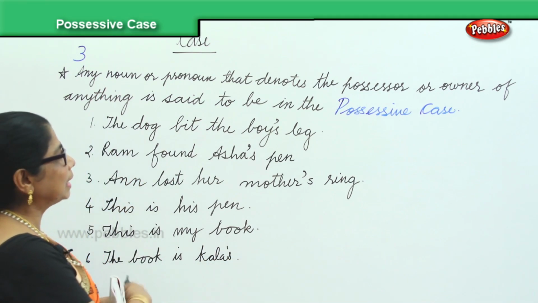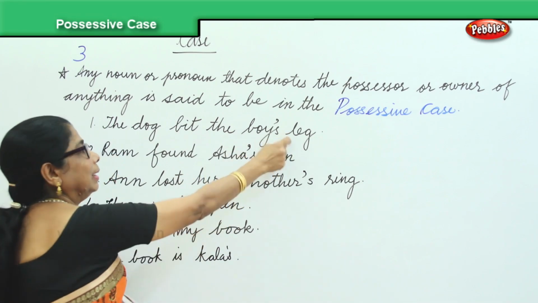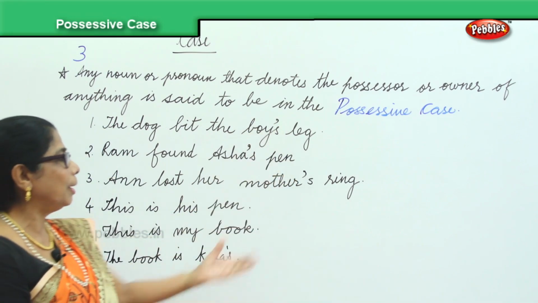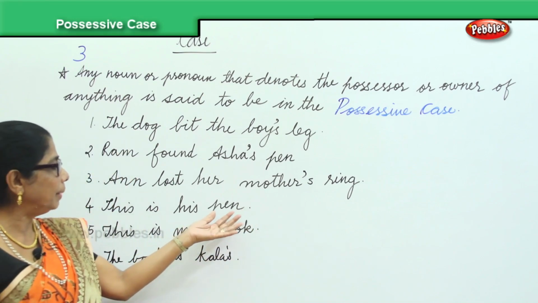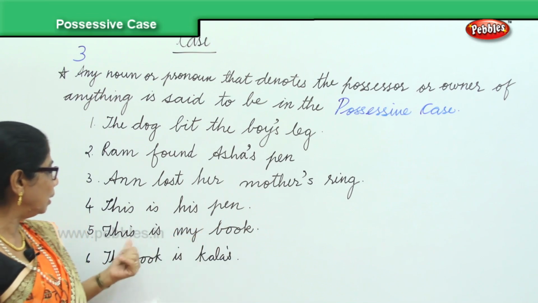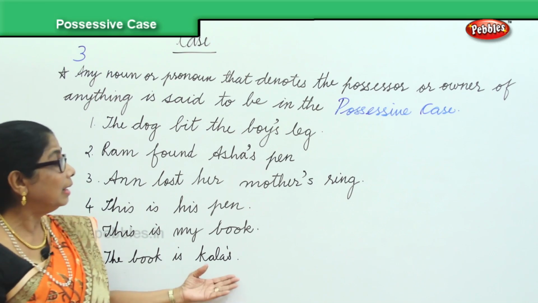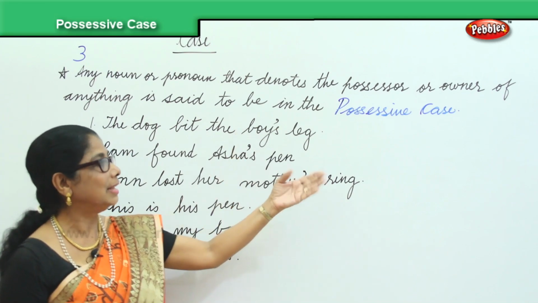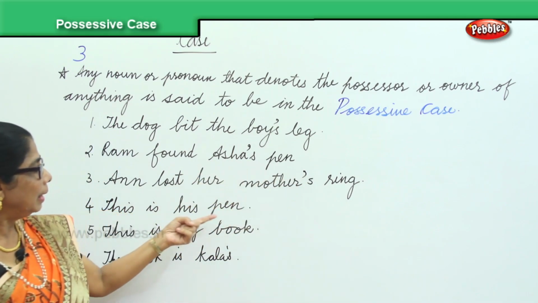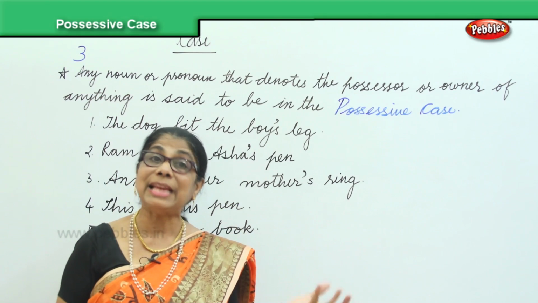Now, in all these cases, who is owning, whose leg, who is the owner of the leg? The boy. Who is the owner of the lost pen? Asha. Who is the owner of the ring? Mother. Then who is the owner of the pen? He. Who is the owner of the book? I. Then who owns this particular book? Kala. Now, owner, one who possesses. So we say Asha's pen, mother's ring, his pen, my book, Kala's. All these are in the possessive case.